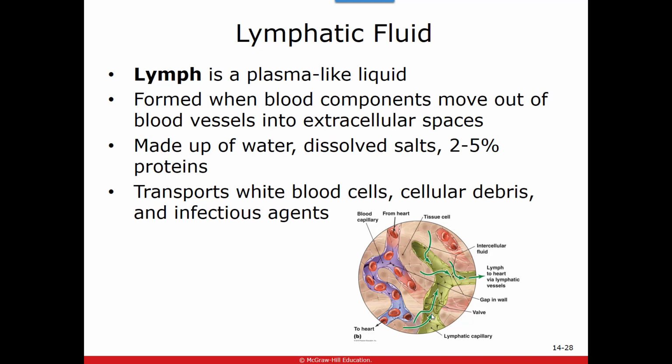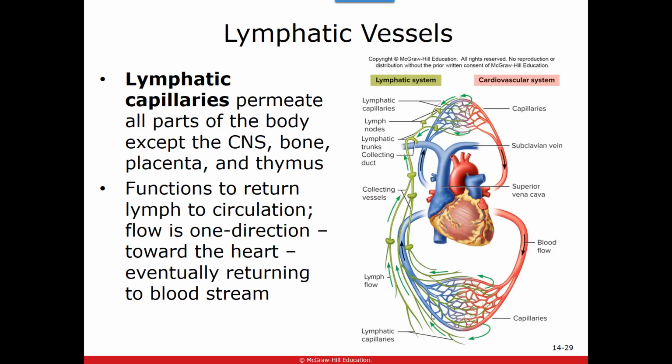They are going to be the smallest. Again, they are generally located very close to blood capillaries. Their function is just to return lymph in a one direction flow toward the heart, and then eventually return anything else to the bloodstream. And again, they follow right next to each other. Now, they're constantly patrolling the bloodstream, constantly patrolling the body.